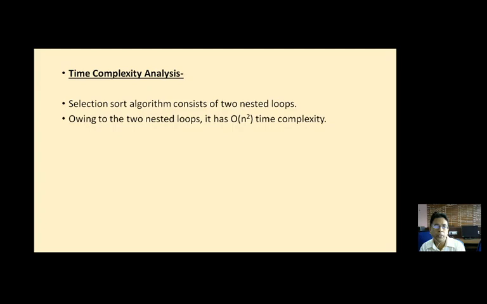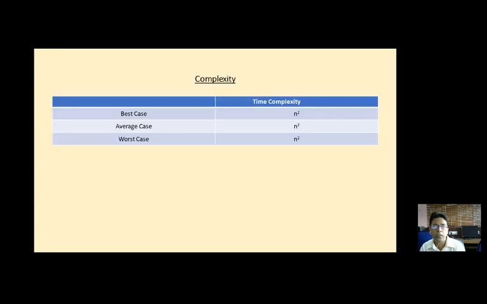The time complexity of the selection sort algorithm comes from two nested loops. Owing to the two nested loops, it has O(n) square complexity, because the first loop runs from 0 to n minus 1, and the second also runs for n minus 1 elements. So n minus 1 times n minus 1 is order of n square. So its complexity is O(n) square.